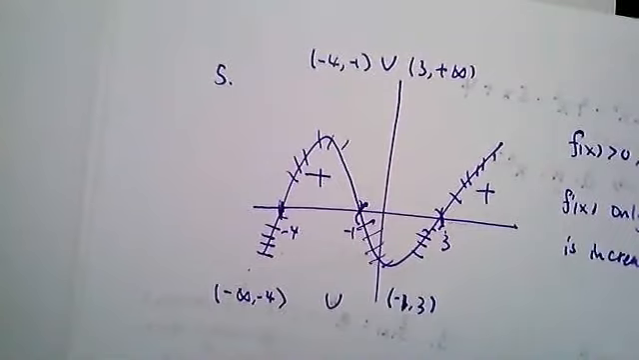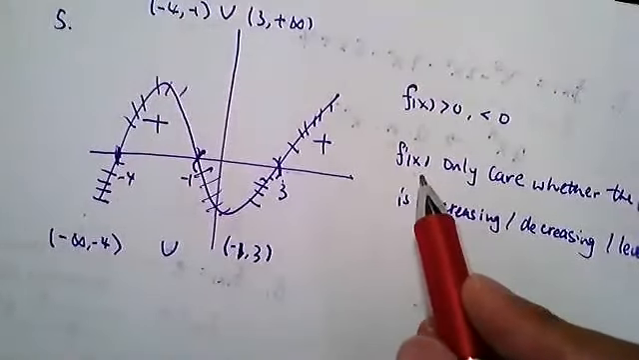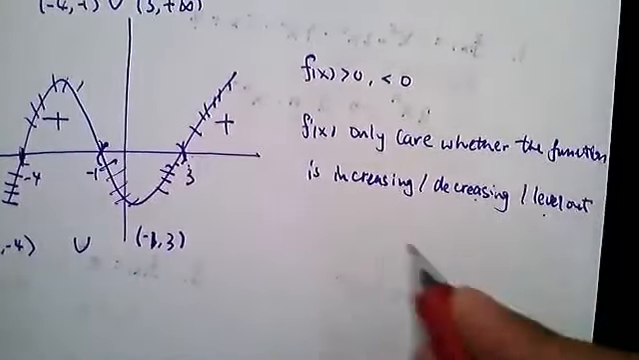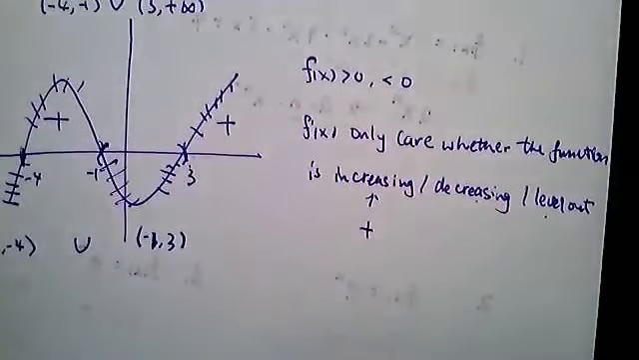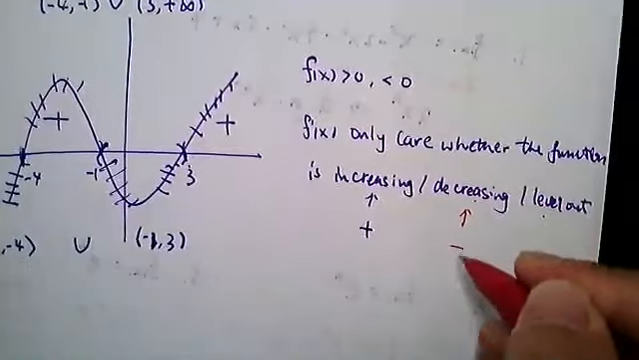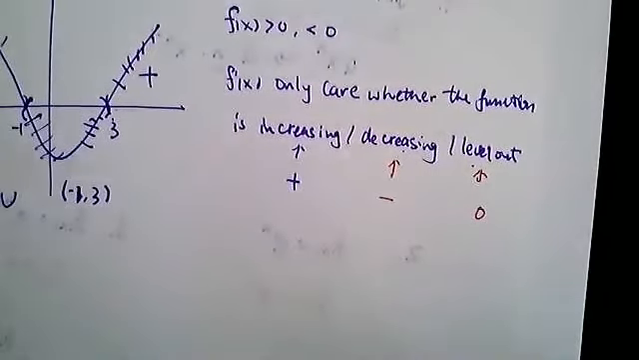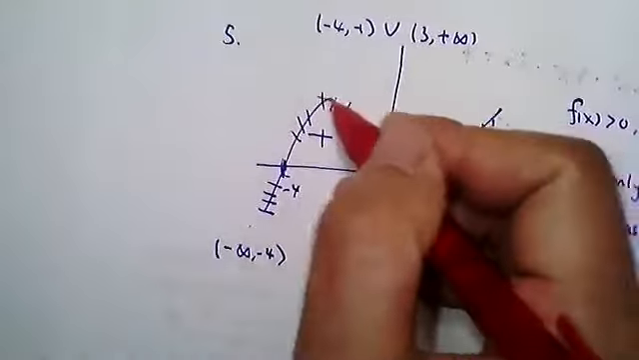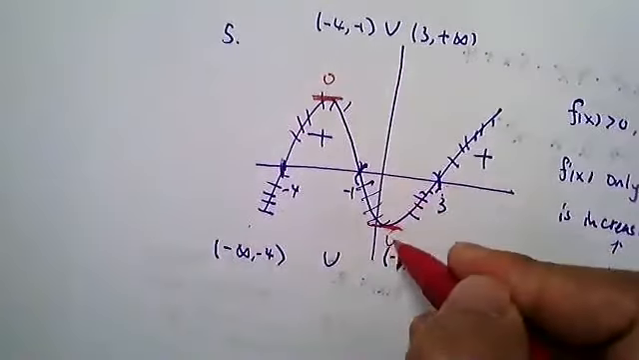Questions C and D ask you where the derivative is. Notice that the derivative only cares whether the function is increasing, decreasing, or leveling out. If it is increasing, it is positive. If it is decreasing, it is negative. If it levels out, it's 0. That's it. So go back, look at this graph again. Obviously, here it levels out. So here it is 0.